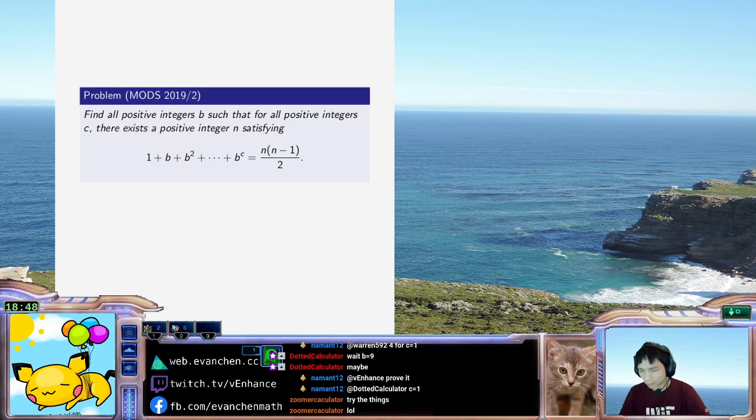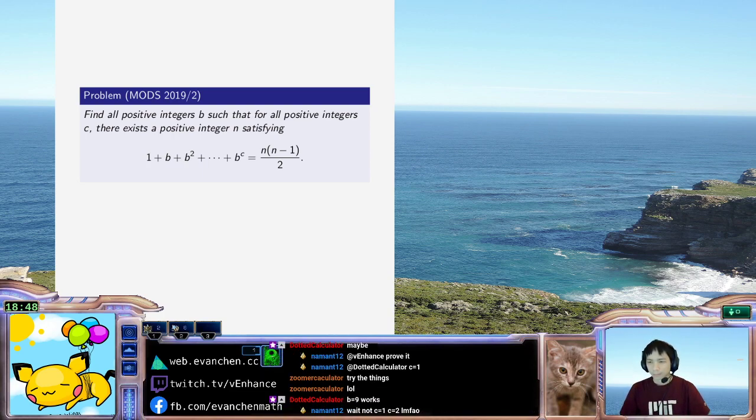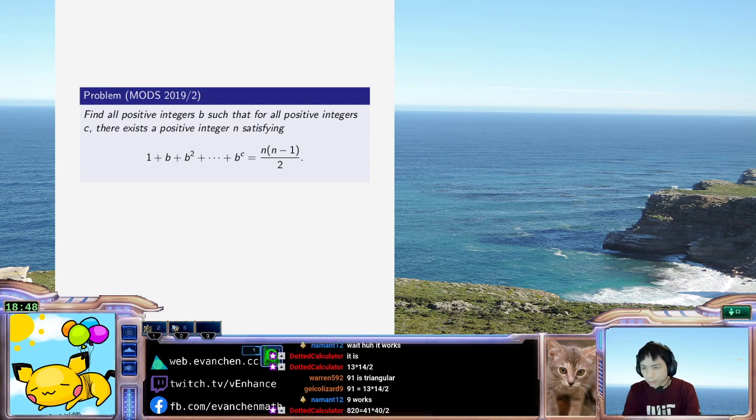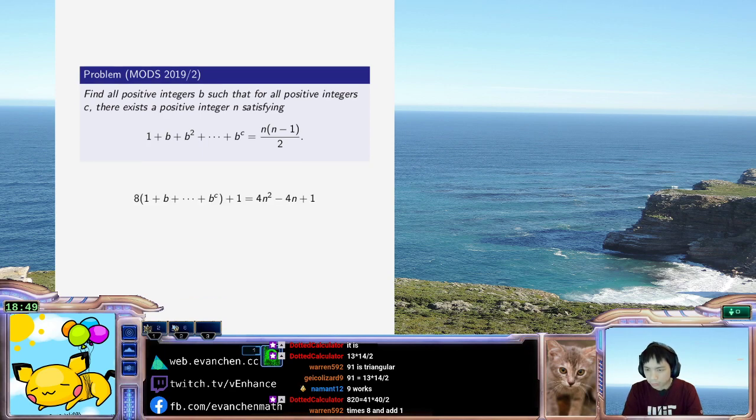Try the things. Okay, so we're going to get rid of the triangular number bait, first of all, and we're going to get rid of the geometric series bait. Triangular numbers aren't that special. So we're going to write 8 times (1 plus b plus ... plus b to the c) is equal, apparently, to 4n squared minus 4n. So we want this number to be a perfect square. In other words, this guy is always a square.